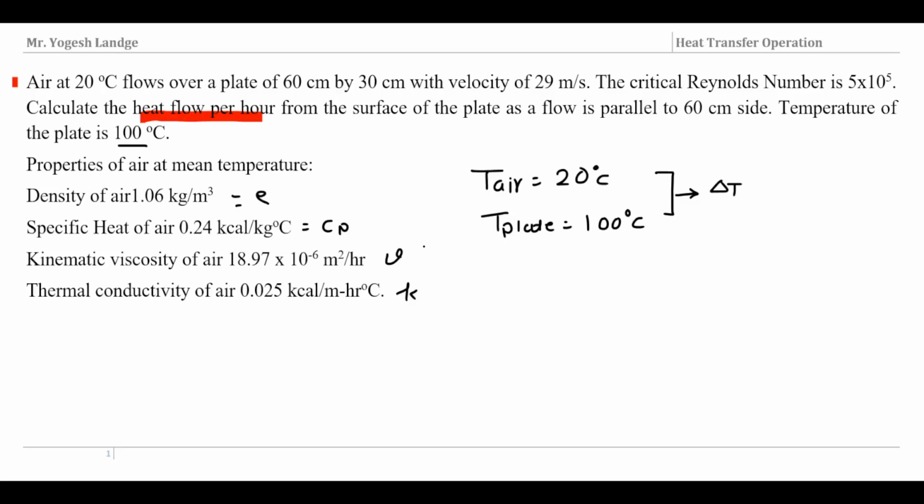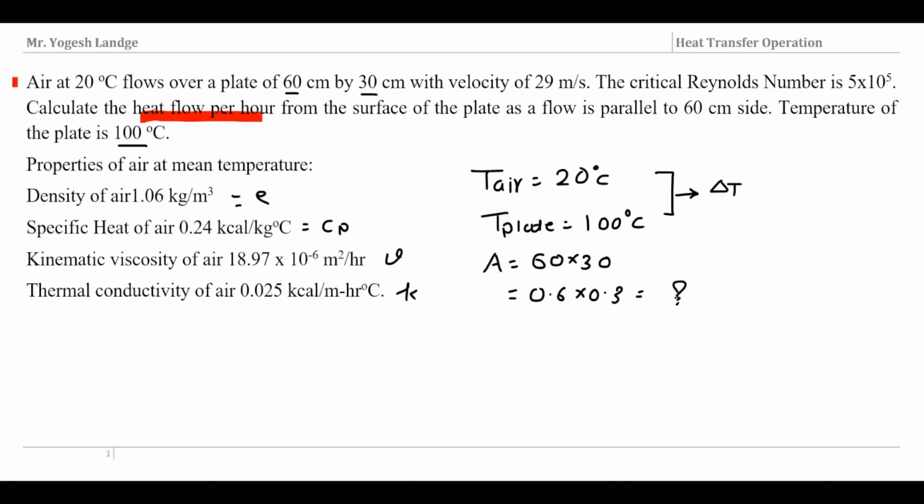After that, we have the dimensions of the plate. What is the dimension? It is 60 by 30 centimeters. From that, we can calculate the area which is required. It is the length into the height, so 60 multiplied by 30. As it is in centimeters, we will convert into meters as all the other units are in meters. So it is 0.6 multiplied by 0.3. Whatever be the result, that will be the area. Later we will calculate it.